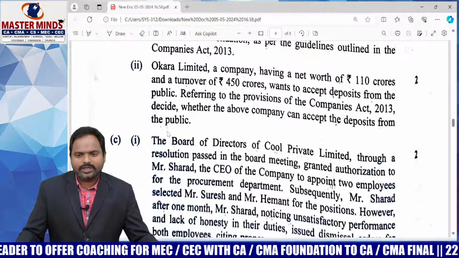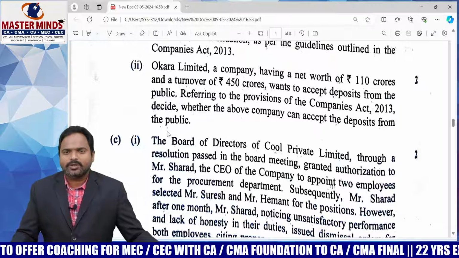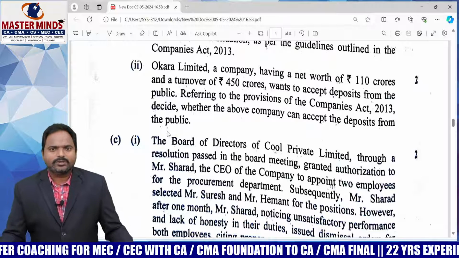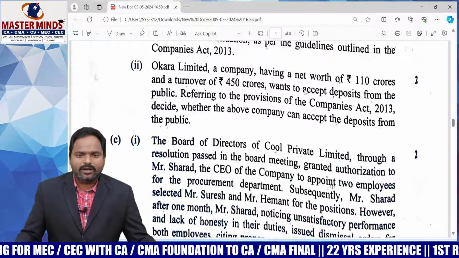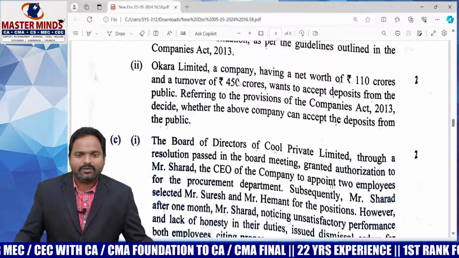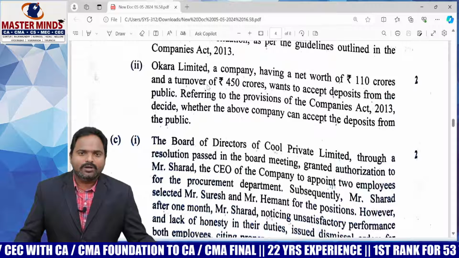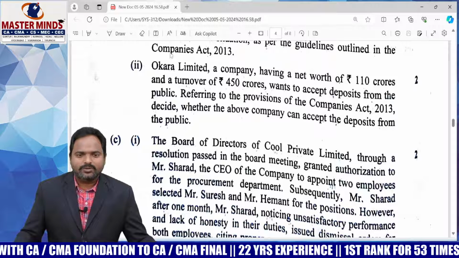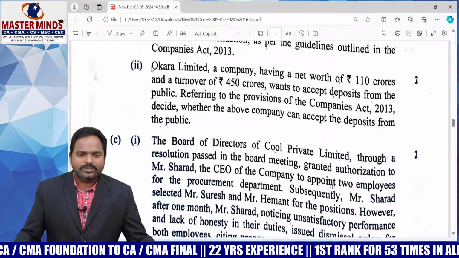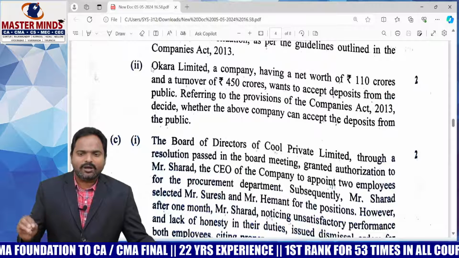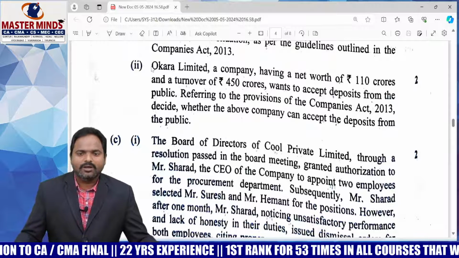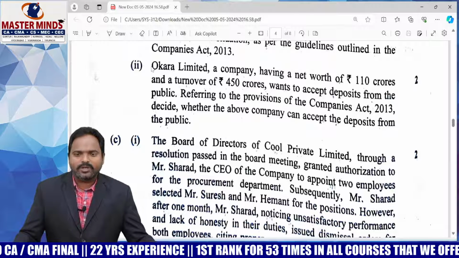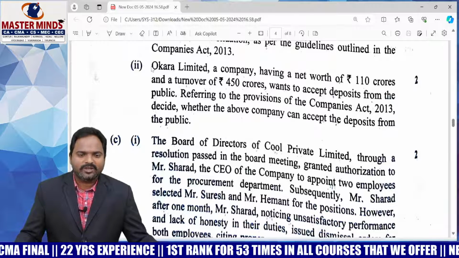And Wakara Limited, this is from the acceptance of deposits chapter, acceptance of deposits from the public. Students have to remember the limits for acceptance of deposits from the public: either net worth or turnover, whether it is 'or' or 'and'. That is very important to write this answer. Net worth 100 crores and turnover 500 crores, but whether it is 'or' is what students must remember. That is also for 2 marks, like an MCQ.